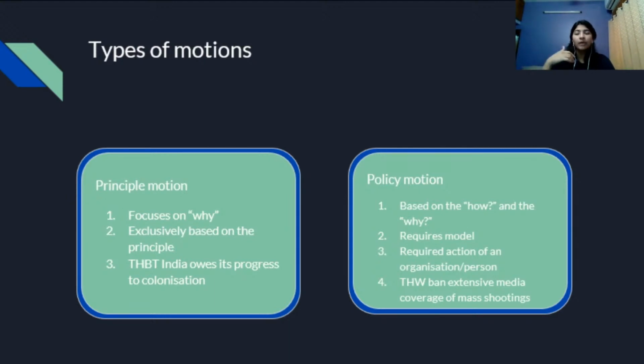not only expects you to explain why exactly it's bad, but you have to explain how. As an organization or an entity, what would you do to reduce this, or how are you going to reduce extensive coverage? If there's something gruesome, how are you going to cover it from now? Are you going to cover anything at all? What do you consider gruesome? All those things come under the model.